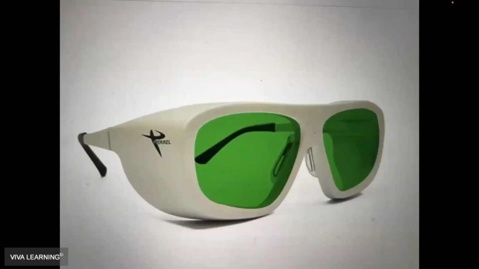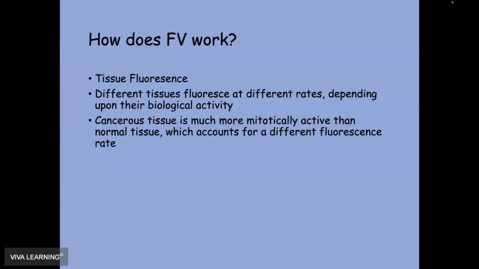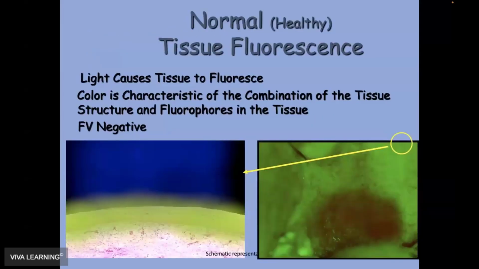These are the glasses. So once again, early dysplasia starts at the basement membrane. You can't see it, but the fluorescence visualization can. I don't want to get into a whole discussion about how fluorescence visualization works. There's plenty of literature on this in the dental literature and in the medical literature. It's just basically that different tissues fluoresce at different rates. Benign tissue will fluoresce at a different rate than possibly malignant tissue.